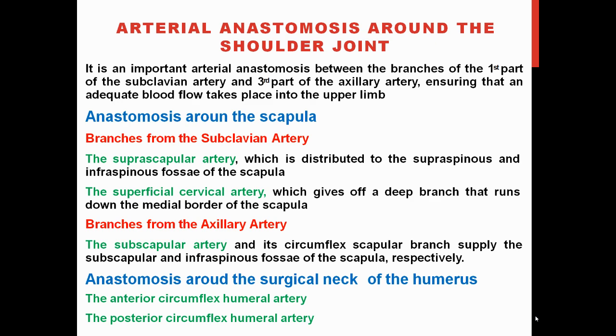And the anastomosis around the surgical neck of the humerus will take part by the anterior circumflex humeral artery and posterior circumflex humeral artery.